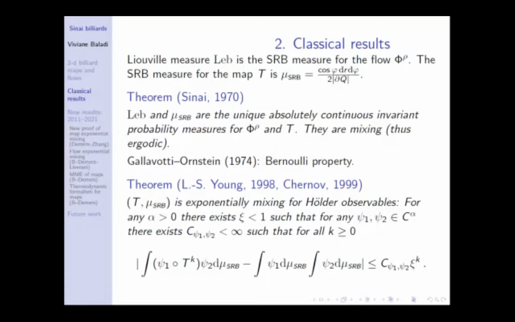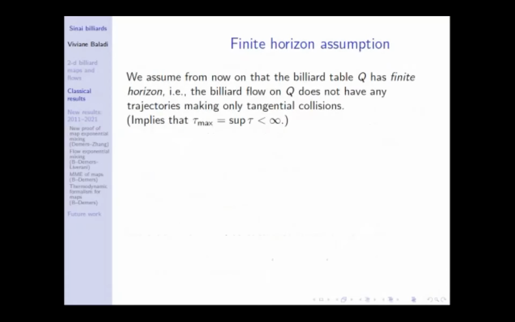So you get a factor psi, which is strictly smaller than 1. And you will get this decay of the correlation function, which is psi to the k. What I have to the left is a correlation function for the observables psi1 and psi2 at time k for the discrete time billiard, so the map T. So that was a big success in dynamical systems. And now I want to move on to more recent results.